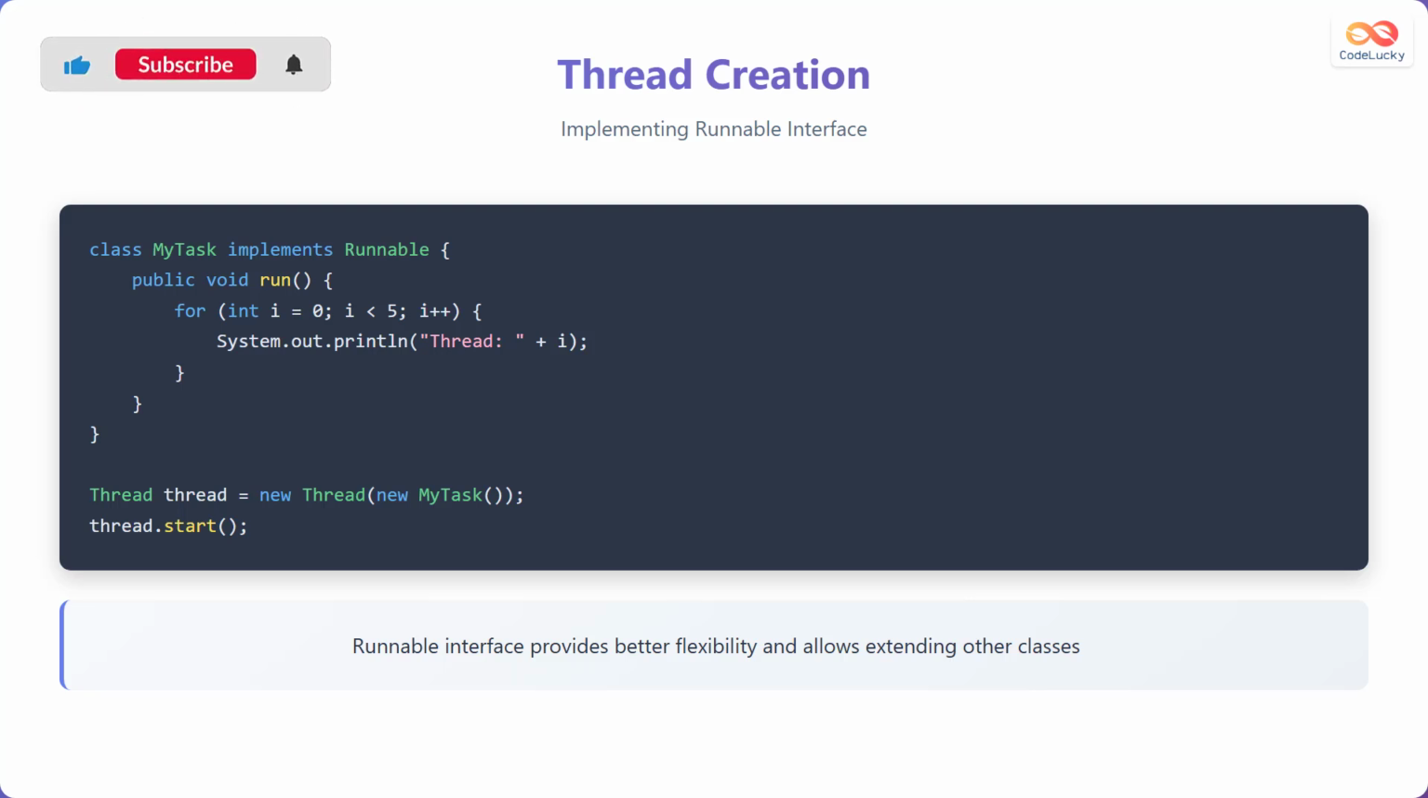To actually execute this code in a separate thread, you create a thread object and pass an instance of MyTask to its constructor. Finally, calling the start method begins thread execution. The Runnable interface approach is preferred because it allows your class to extend other classes if needed, and it separates the task logic from thread management, following the single responsibility principle.